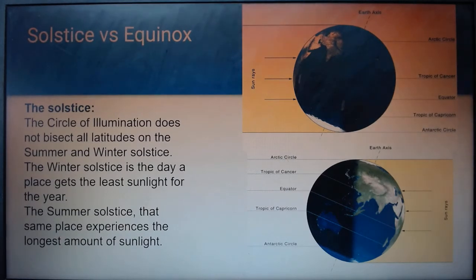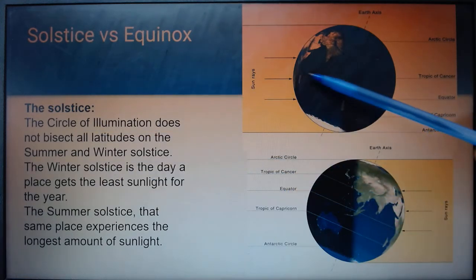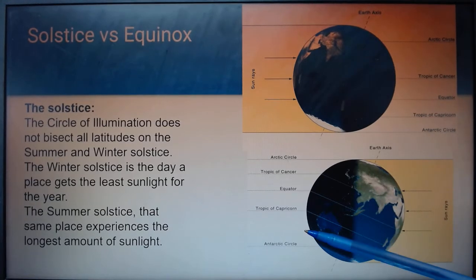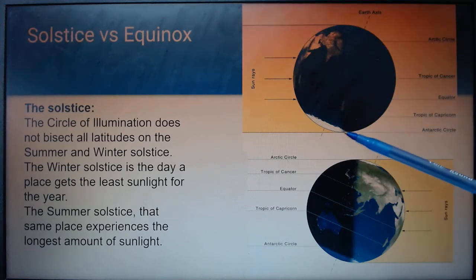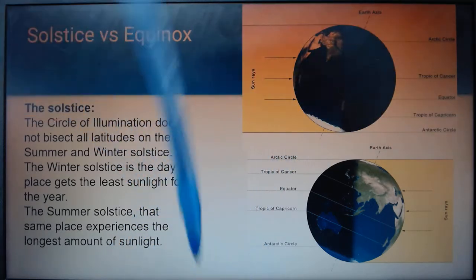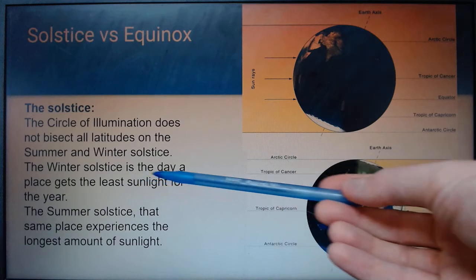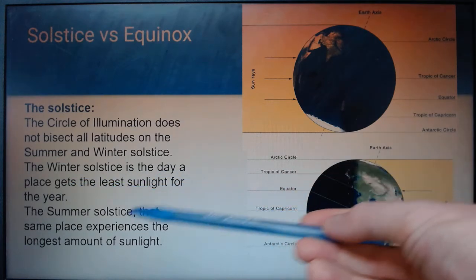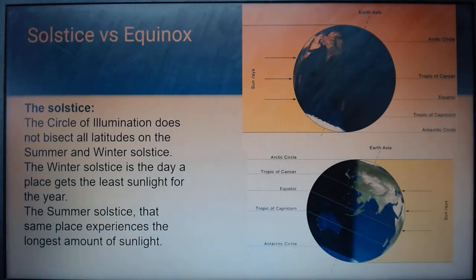All right, the circular illumination does not bisect all the latitudes in the summer and winter, our other 2 seasons. So now you can see the lines of latitude are at an angle here, okay, and not all of them. It's usually our Arctic Circle and Antarctic Circle. They're the ones which aren't bisected, because the Earth was like this and now it's tilted one way or the other. The winter solstice is the day a place gets the least sunlight for the year. The summer solstice, that same place experiences the longest amount.